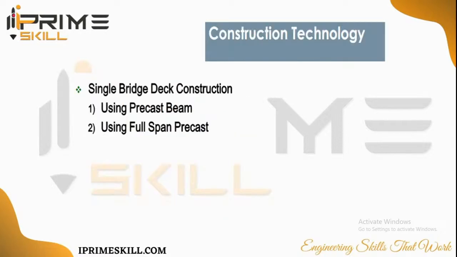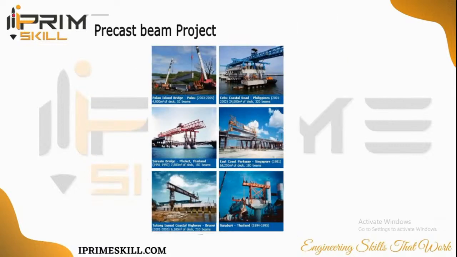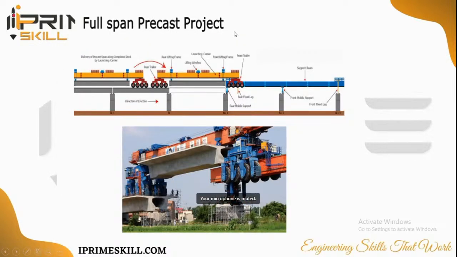So construction, based on the construction technology we saw, the classification of the bridges, a lot of bridges are there. Using precast, some of the construction technology we will see. The precast beam project, these are some of the projects available which were constructed. So how they were transported, how their construction was done. So this is a precast beam project. There's the full span precast project.